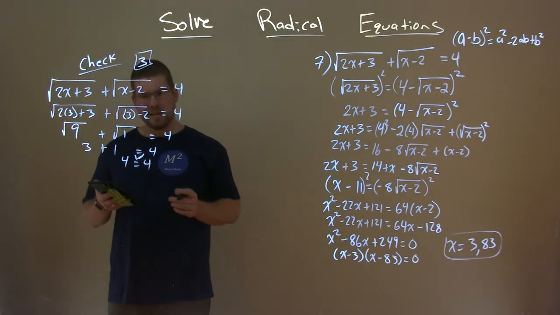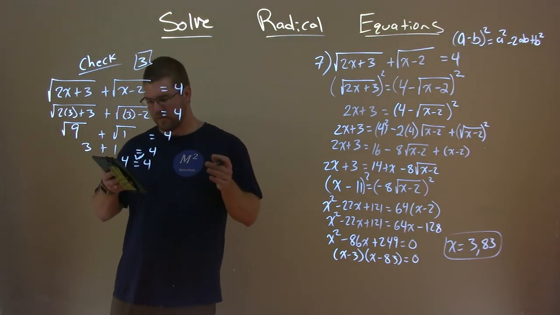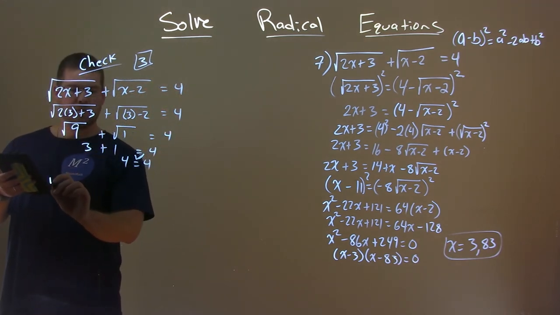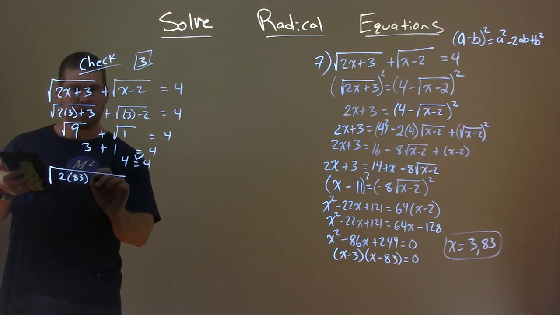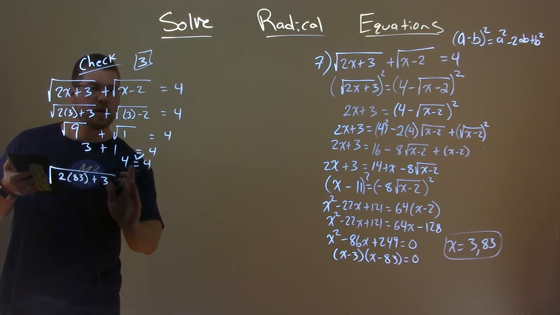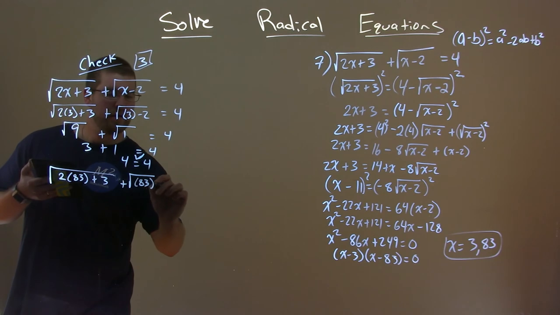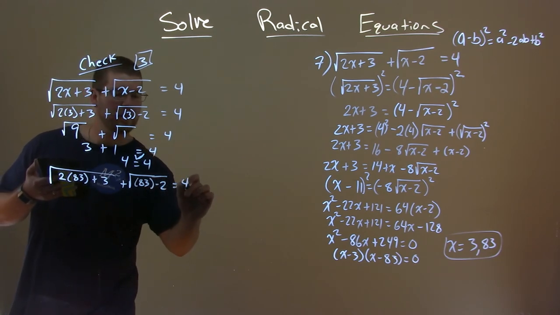Okay, let's check 83. This is the extraneous solution one, okay? So, how do we go from here? Same thing, oh, too much. Square root of 2 times 83 plus 3, plus the square root of 83 minus 2 equals 4.